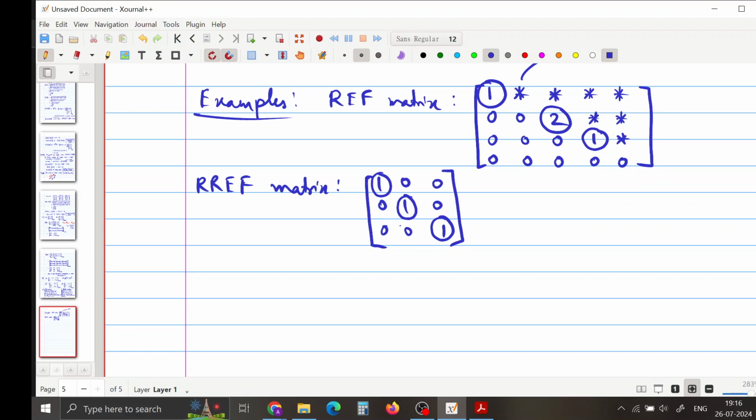Correct. And another example could be something like this. Let's say 1 0 0 1, 0 1 0 3, 0 0 1 minus 3, and all 0. Okay, so what are the pivots for this matrix? Can someone tell me, which I just wrote? Can someone help me highlight the pivots for this matrix?